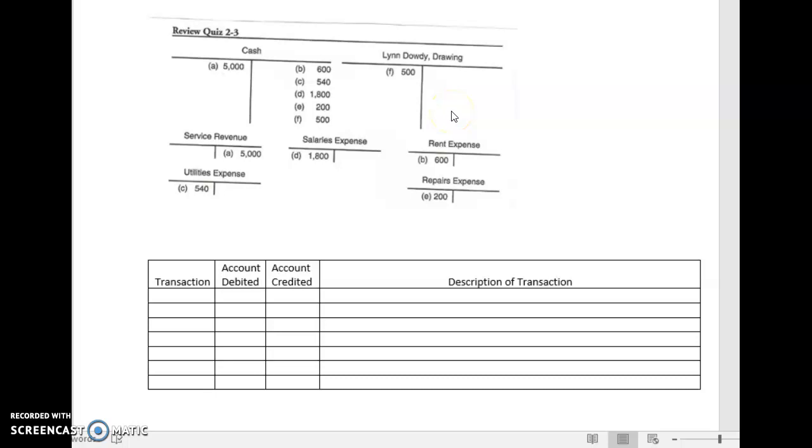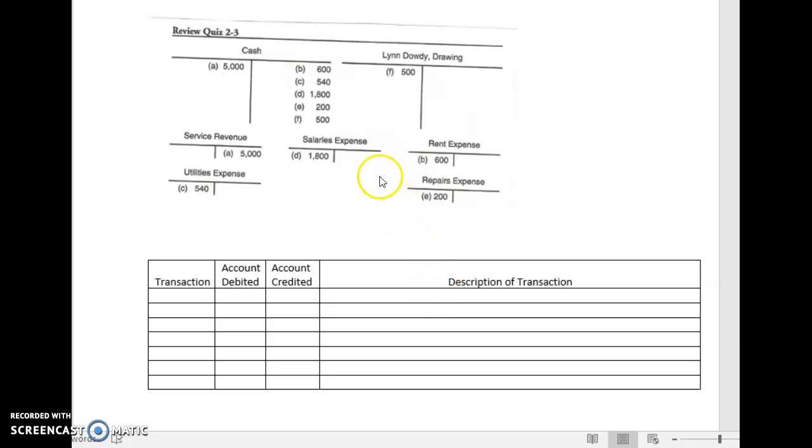Today we're going to do something a little bit different. You've been preparing T accounts, you've been provided with a list of transactions, and you've taken those transactions and placed them on a T account. Well, today we're going to do it backwards. Today I've given you some T accounts, and you are going to analyze them and then tell me what happened in the transaction. You're going to describe the transaction.